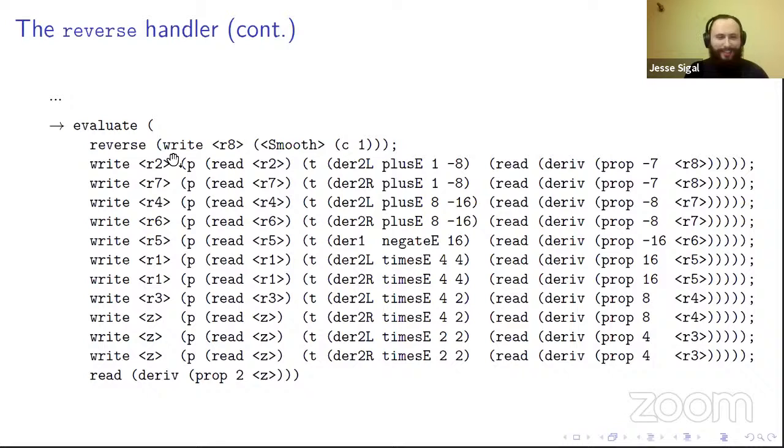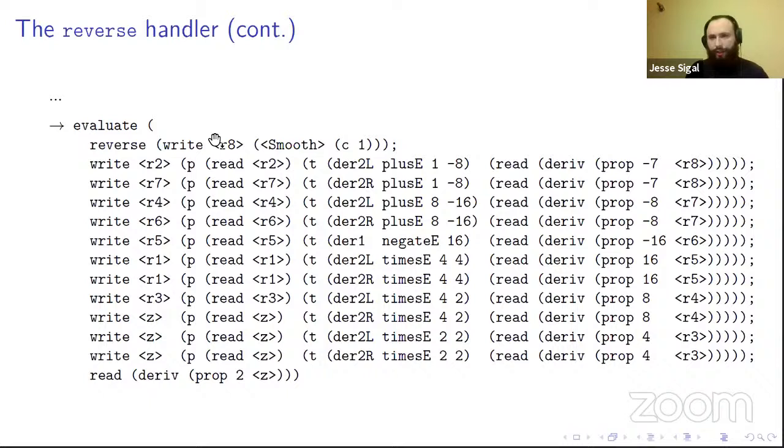What's happened here is we've executed through all the arithmetic, and we've basically accrued a list of writes, which we need to do. And this list of writes, which all appeared after we continued the continuation in the definition of the reverse handler, is exactly what the back propagation is all about.